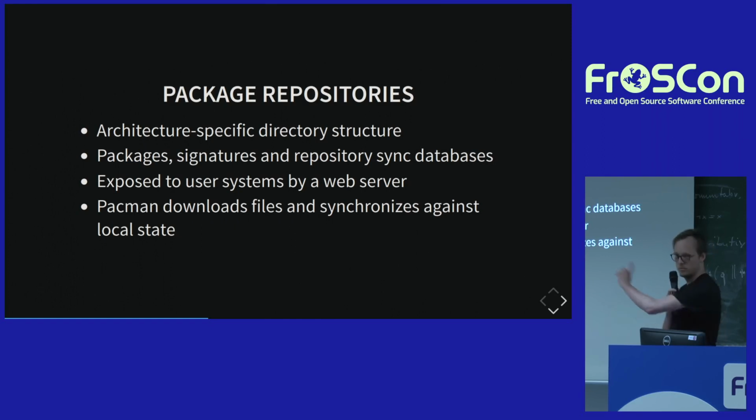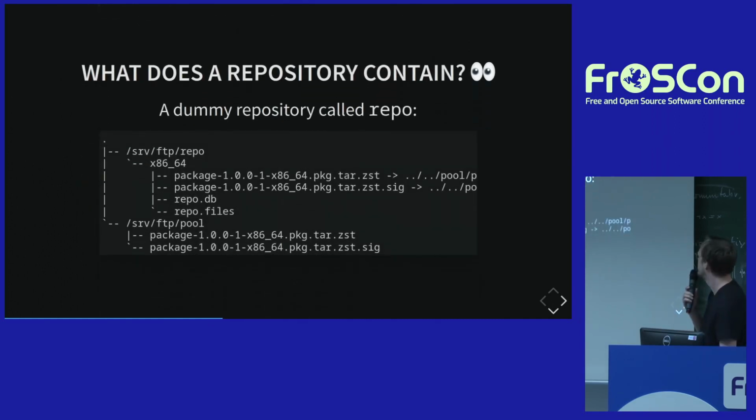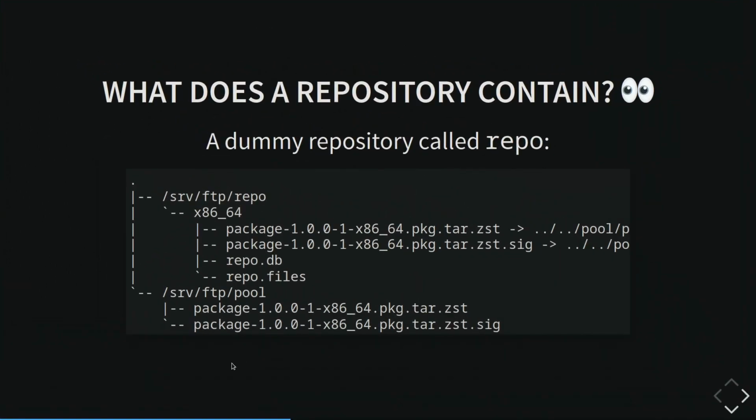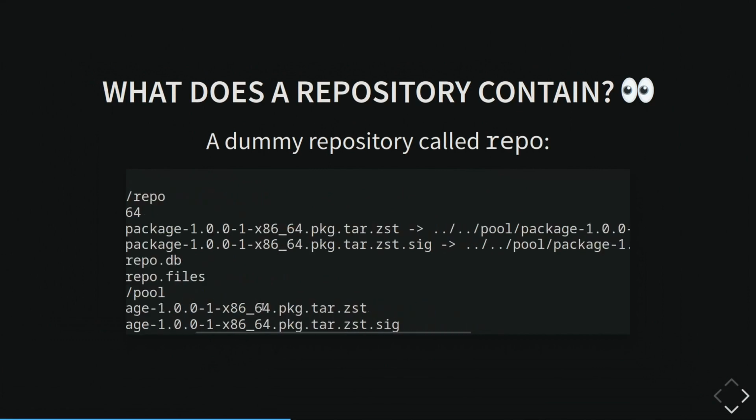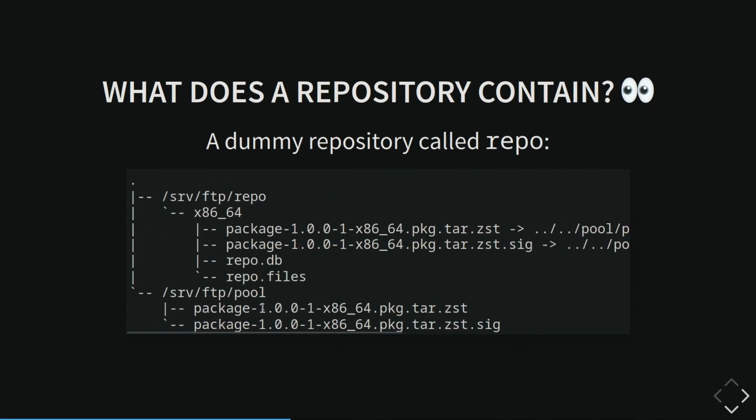You can have a look on random mirrors and they will all look the same ideally. And Pacman then downloads files from these directories and synchronizes that against its local state to figure out whether it needs to update anything or not. So yeah, roughly this looks like this. You have the package files. They actually live in a pool directory because that way we only need to shift around symlinks. That's a neat little setup. And then you have the database files here, the .db and the .files.